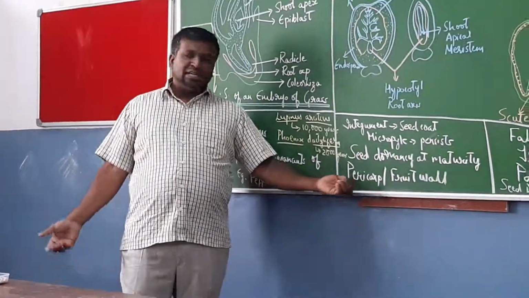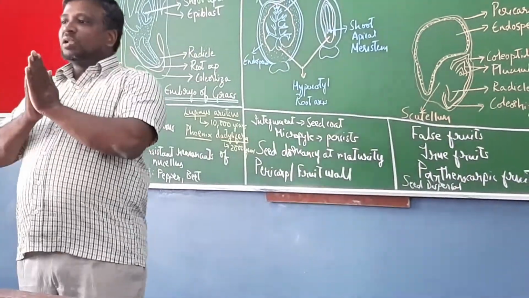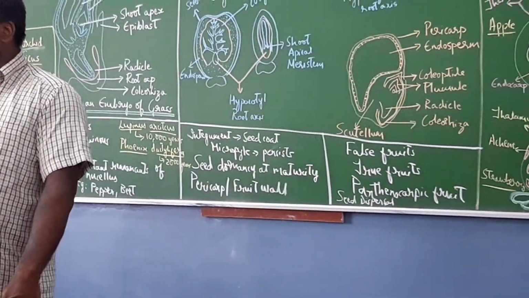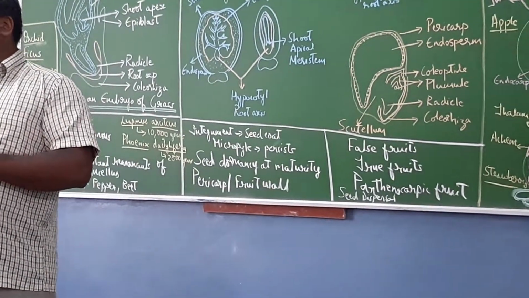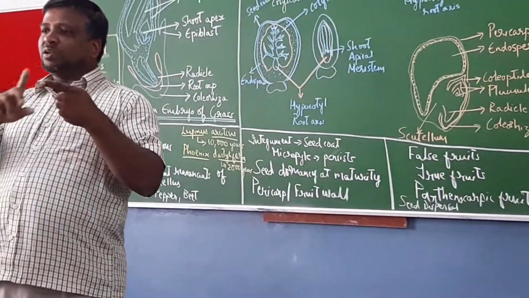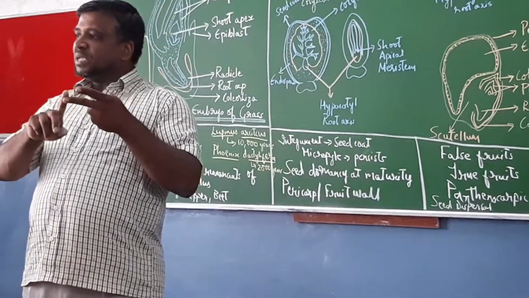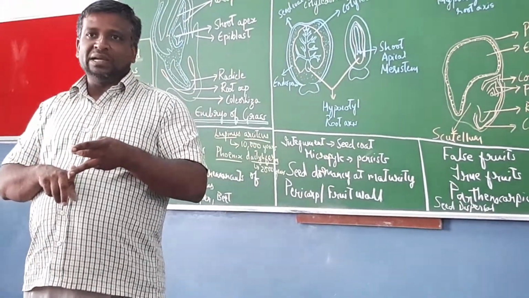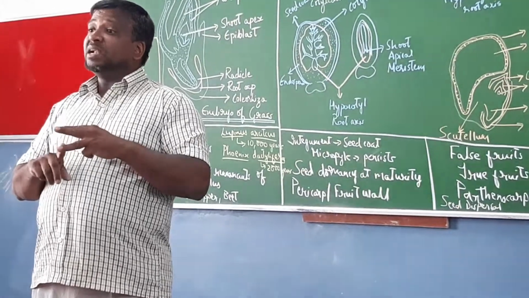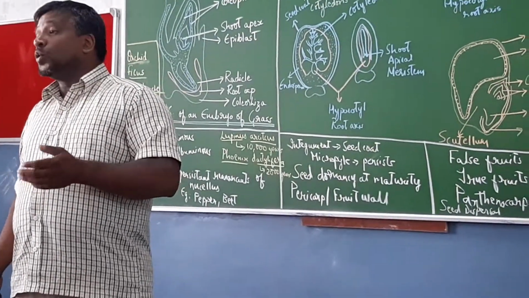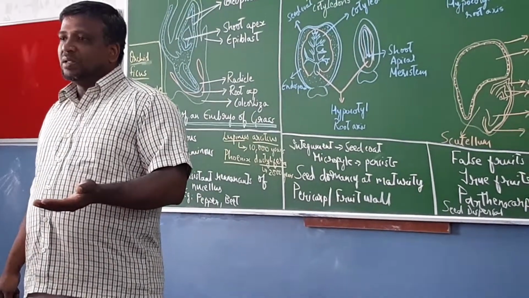Now next, the ovary forms the fruit wall. After fertilization, we call the fruit wall the pericarp. The pericarp can be divided into three layers: outermost epicarp, middle mesocarp, inner endocarp. Last year when I discussed fruits, I told you about it. We had made a type study of two types of fruits last year. What are they? Drupe and berry.